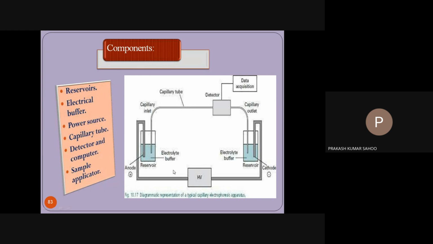The components are the reservoir, that is the electrolyte or buffer part. The electrical buffer is there. Then the power supply, a high voltage supply, is here. This is the capillary tube. This is the detector and this is the computer. And there is a sample applicator, where the sample is injected. So these are the components of capillary electrophoresis.